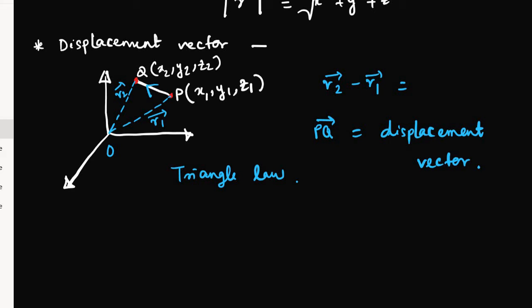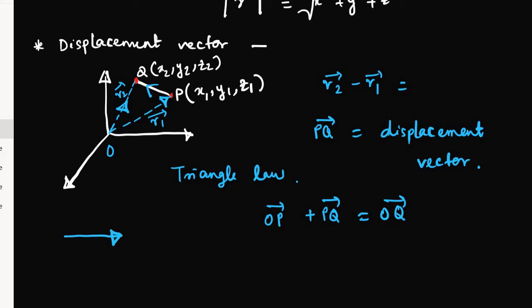So we will write that OP plus PQ should give OQ. Why have I written this? This is one vector, that is another, and the resultant is this one. You can see the arrow mark and understand that the triangle law of vectors was like this.